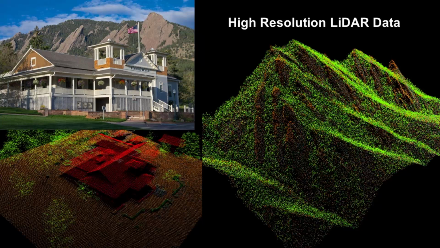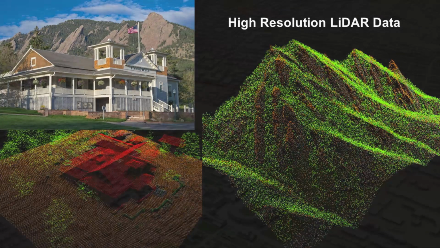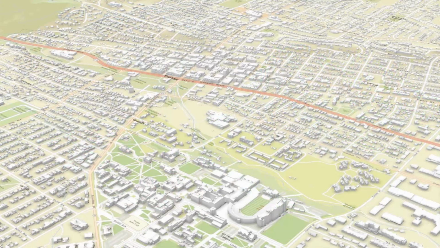In the picture right here, this is showing Chautauqua Dining Hall that was built in 1898, and below is what that looks like with our LiDAR data. And here is a shot of what our 3D buildings look like overlaid with Esri's topo or streets base map.